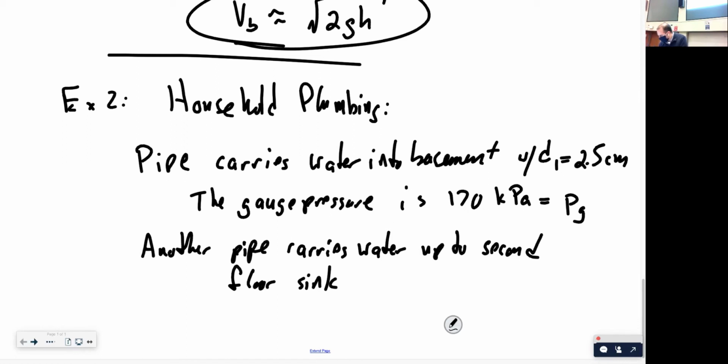And its diameter, let's call this D2, equals 1.2 centimeters, about half the size. And let's say that delta Y is 8 meters. It's 8 meters from the basement pipe where it comes in to the second floor sink where the water is going to be coming out.